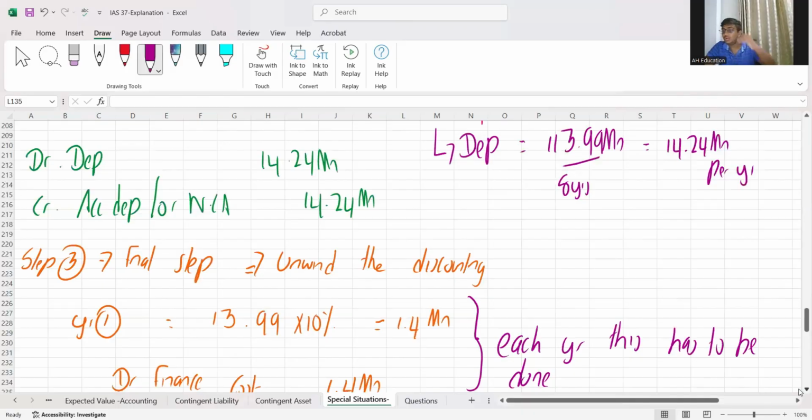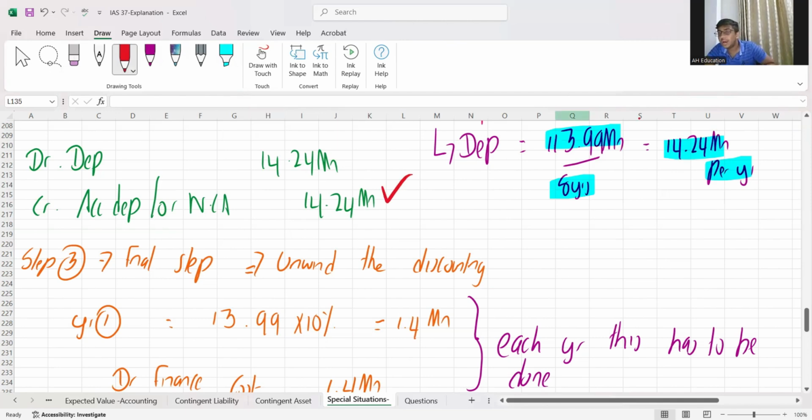Now, we know the cost of the asset, so obviously we need to do depreciation. The cost is now 113.99 million for 8 years. 113.99 consists of your 100 million initial cost as well as your future dismantling cost. That is how I arrived at 113.99. So you will get a depreciation of 14.24 million per year. This part is of course easy. You can handle this.